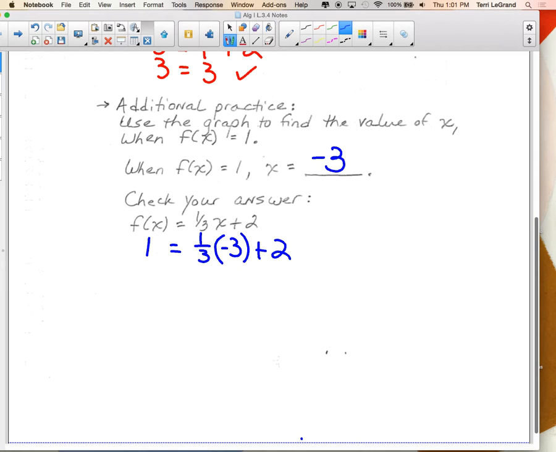It appears that 1 equals, this would be -1 this time. So 1 equals -1 plus 2 is 1. My x equals -3 checks. Anybody get something else to check out? That isn't x equals -3. So where does that -3 come from?